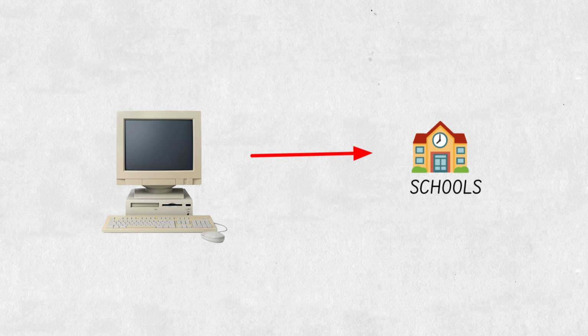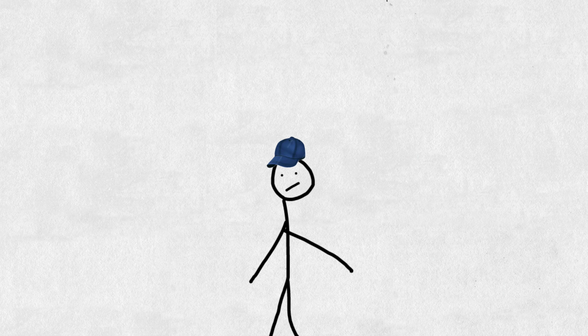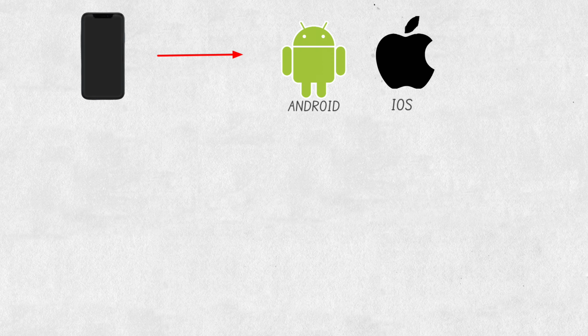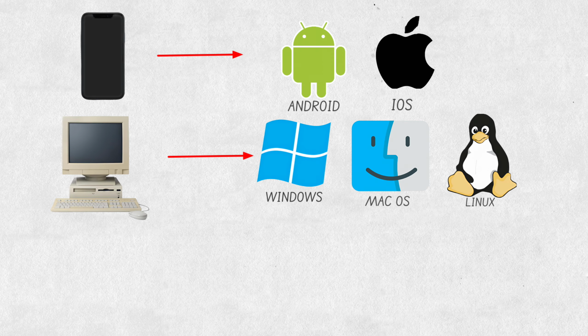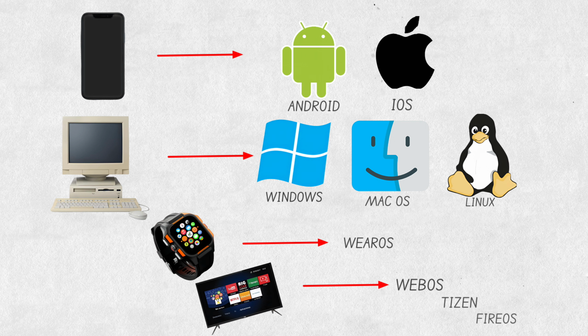If computers were schools, the operating system would be that one strict but efficient prefect. The person who somehow knows where every student should be, who should sit, who should wait outside, and who should stop shouting in the corridor. Every device you use has this prefect. Phones, Android or iOS, PC, Windows, macOS or Linux, smartwatches, Wear OS, Smart TV, WebOS, Tizen, Fire OS.